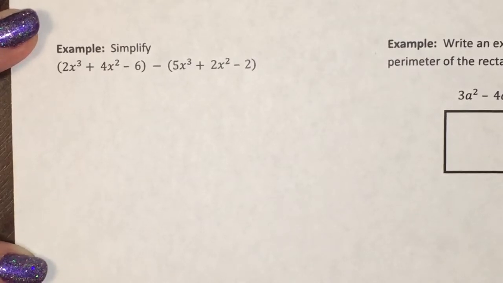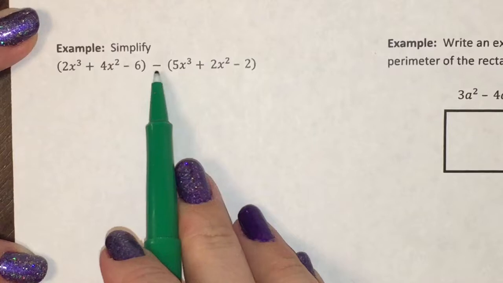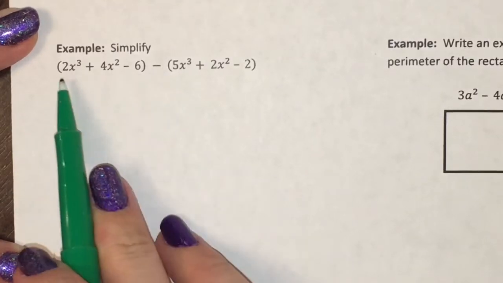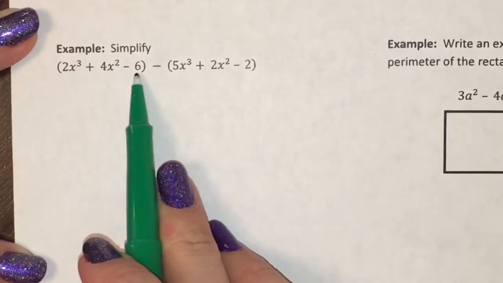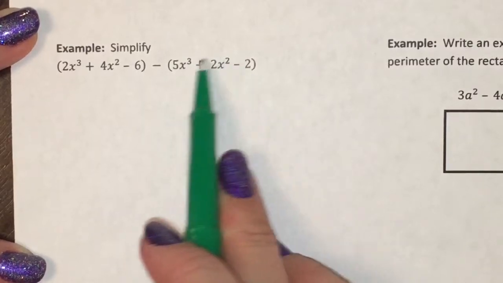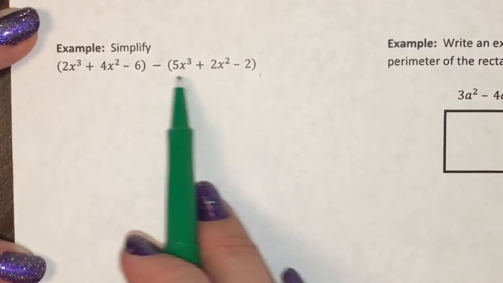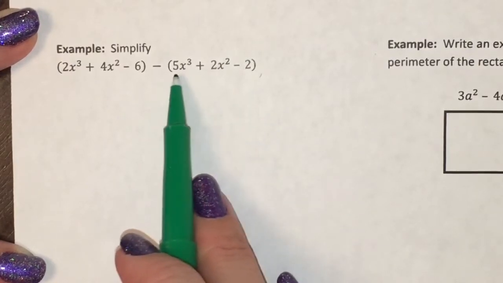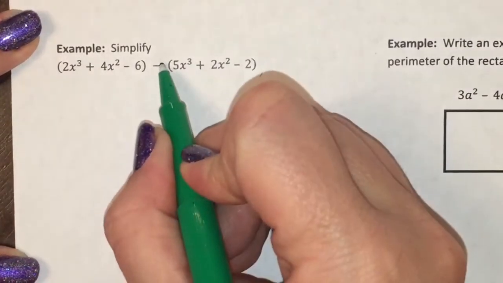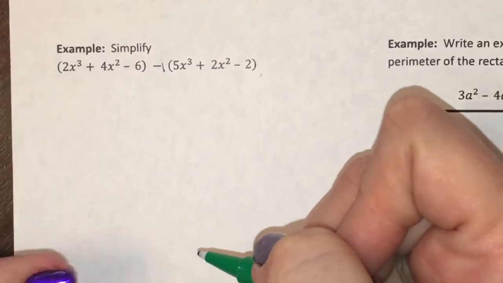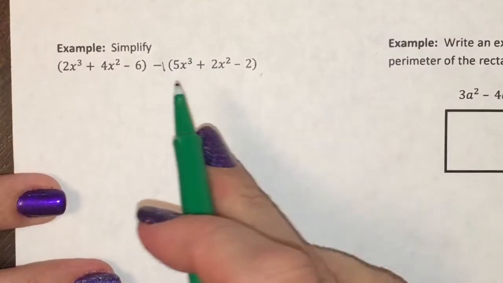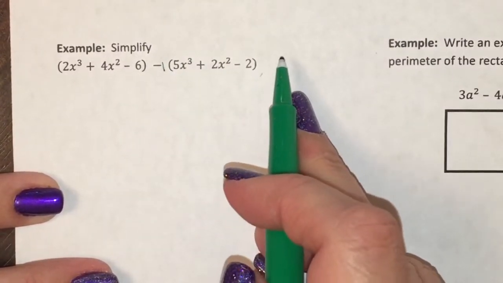All right, so again, first step is to distribute the number outside. So what this is saying is you've got 2x cubed plus 4x squared minus 6 minus this whole thing. When they use parentheses, they're saying we're subtracting this whole trinomial, not just the 5x cubed. So there is an understood -1 there. So you can do the distribution.